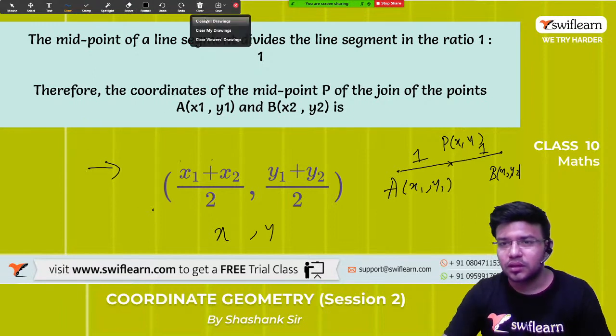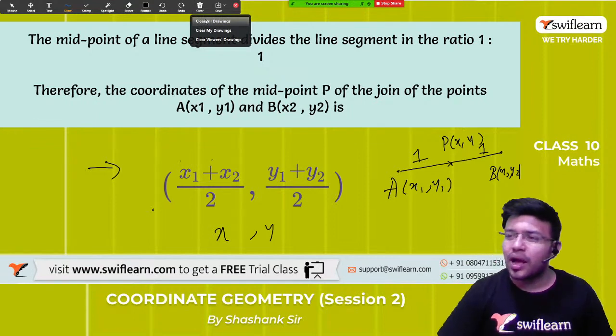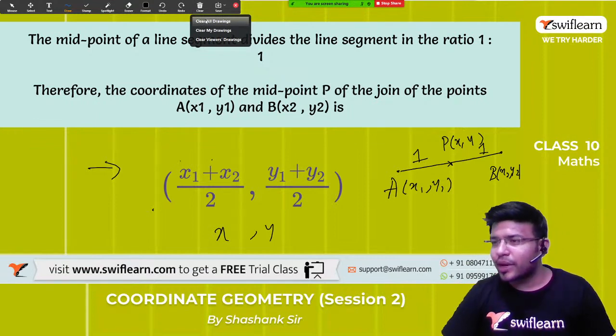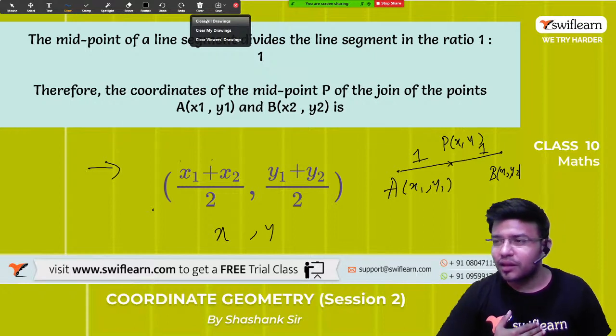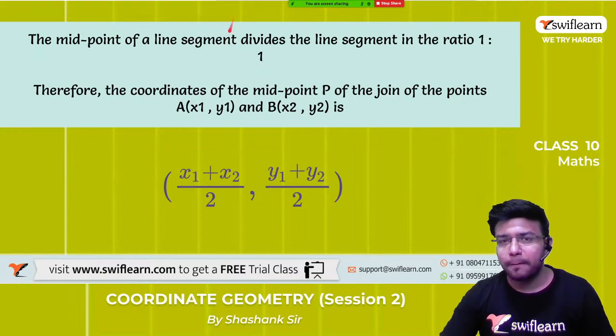Yes. So what did we study? We studied the section formula, if the point is dividing in the ratio m1 is to m2. Second case, if it is dividing in the ratio k is to 1. Third, we discussed if it is dividing in the ratio 1 is to 1, we get the midpoint formula.